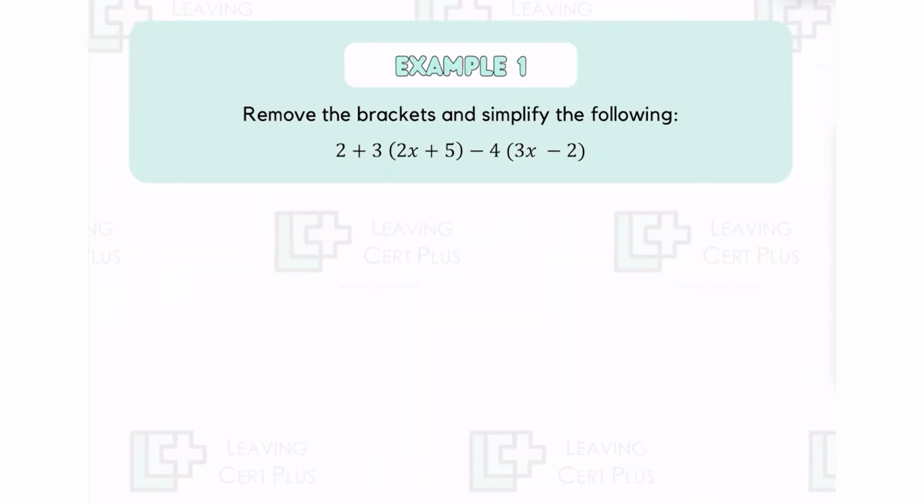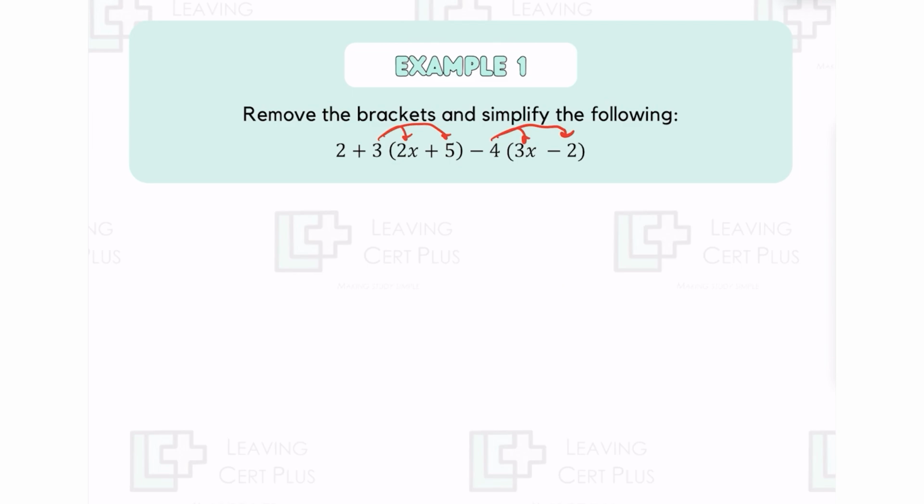So in this question we're asked to remove the brackets and simplify the following. The first thing I will always do is I'm going to show you what we will do at the very start. We will look to multiply out the brackets. So as you can see, these are the arrows that we're going to use every time to show you what we're going to multiply. So let's get to work.